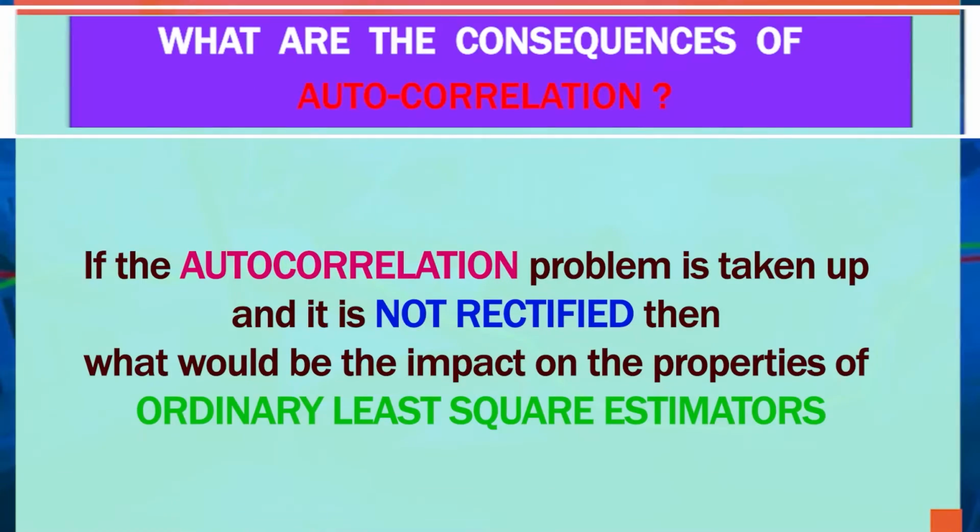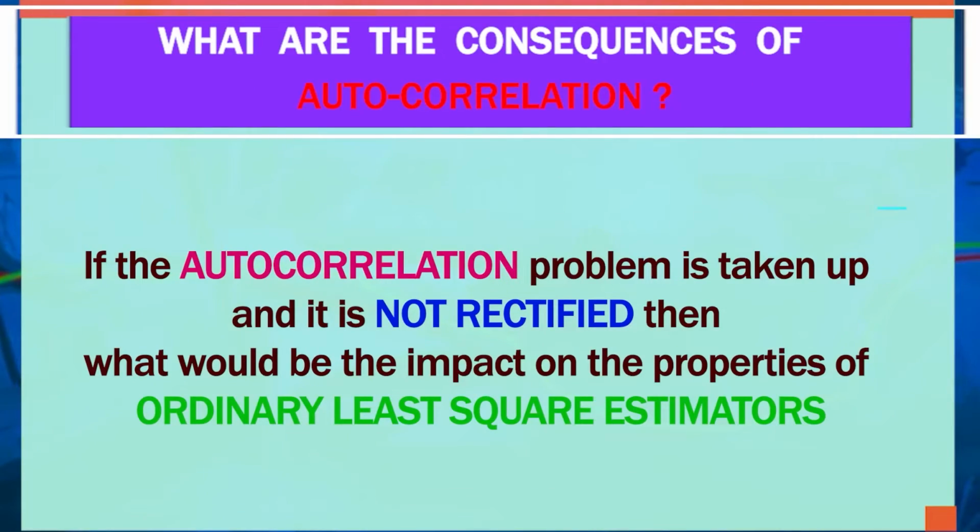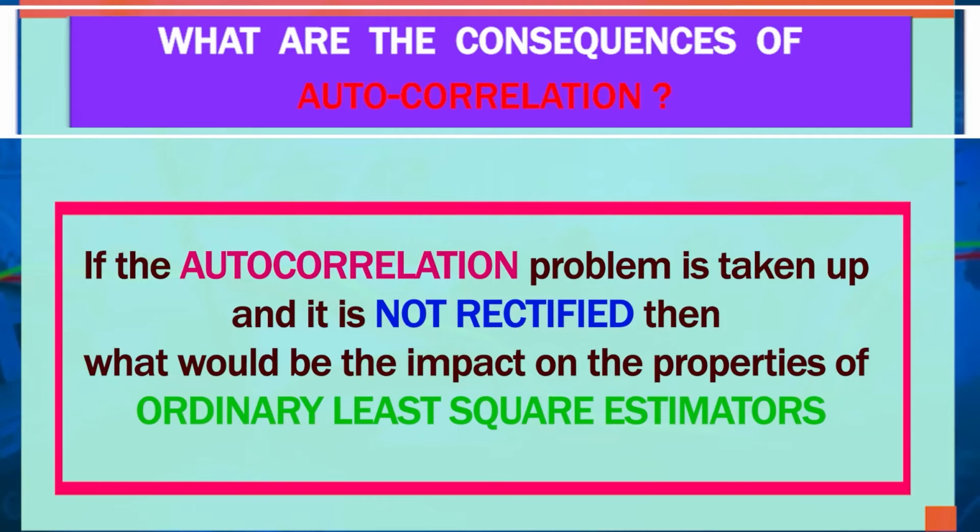But whatever be the problem of autocorrelation, there will be some kind of consequences on the properties of OLS estimators. Now we focus on the most important segment of this module, which is on the consequences of autocorrelation. That means if the autocorrelation problem is taken up and if it is not rectified, then what would be the impact on the properties of ordinary least square estimators?